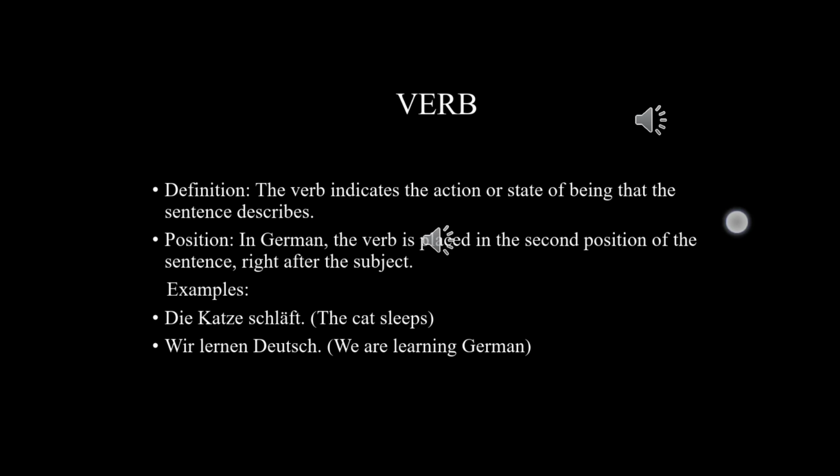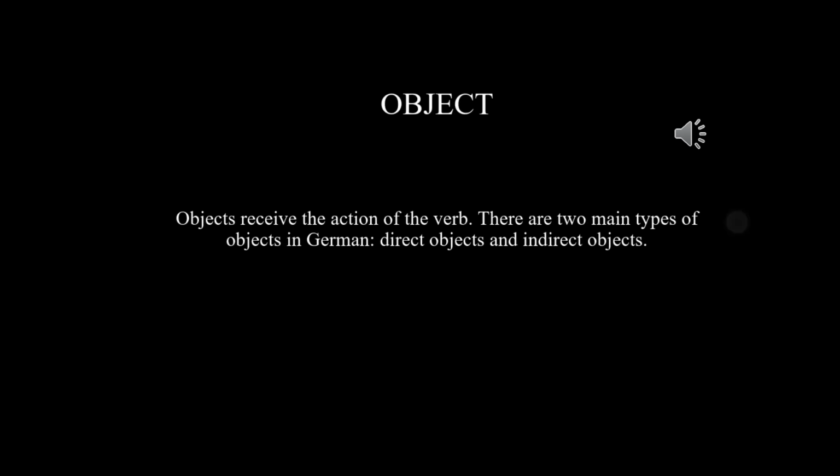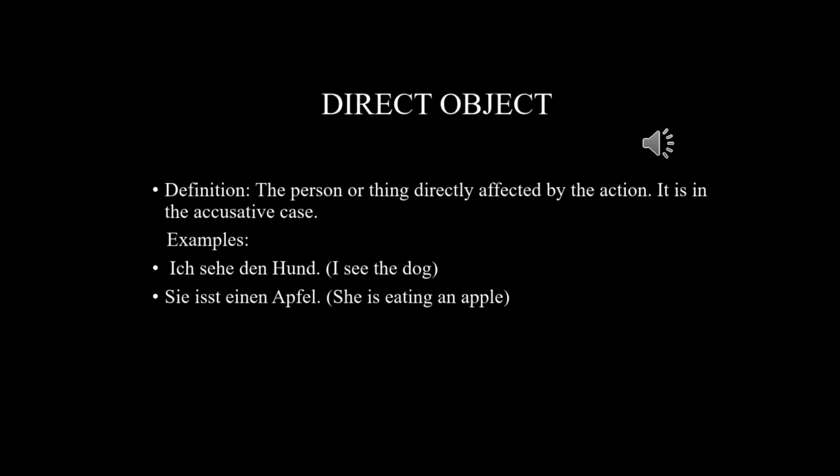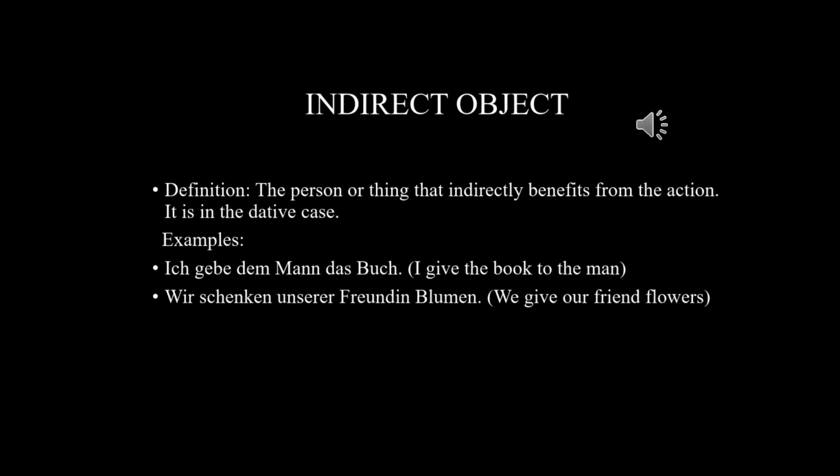We are learning German. Objects receive the action of the verb. There are two main types of objects in the German language: direct object and indirect object. Direct object: the person or thing directly affected by the action. It is in the accusative case. For example, I see the dog. She is eating an apple.